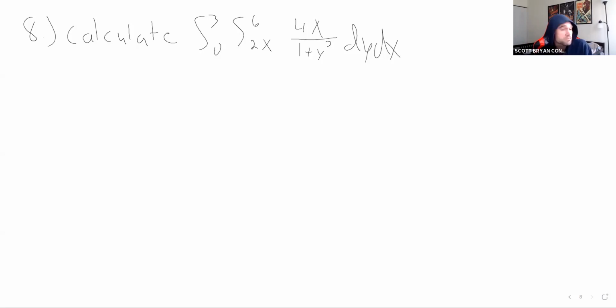So notice if we try to integrate with respect to y first, we have 4x, which is just a constant when you're integrating with respect to y. So it's a constant over 1 plus y cubed. And we're integrating with respect to y. So we don't know how to do that because we can't use sub or any other kind of fancy sub in this. So what we're going to have to do is flip the order of integration. And then when we do that, we should be able to evaluate it. Otherwise, we wouldn't be giving you the problem. So we need to change the order of integration here.